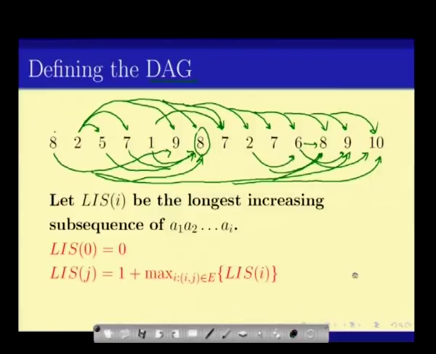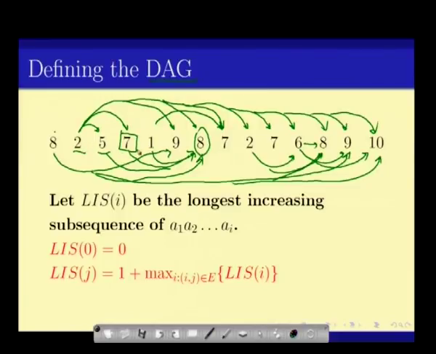So, in other words, the longest increasing subsequence at j will be 1 plus the maximum of LIS(i), where (i, j) is an edge, and the longest increasing subsequence at i. So, let us try to understand what is happening. Here, if I have calculated the longest increasing subsequence up to 7, up to this point, say in this case I know that the longest increasing subsequence is 3, because I had a sequence 2, 5, 7.